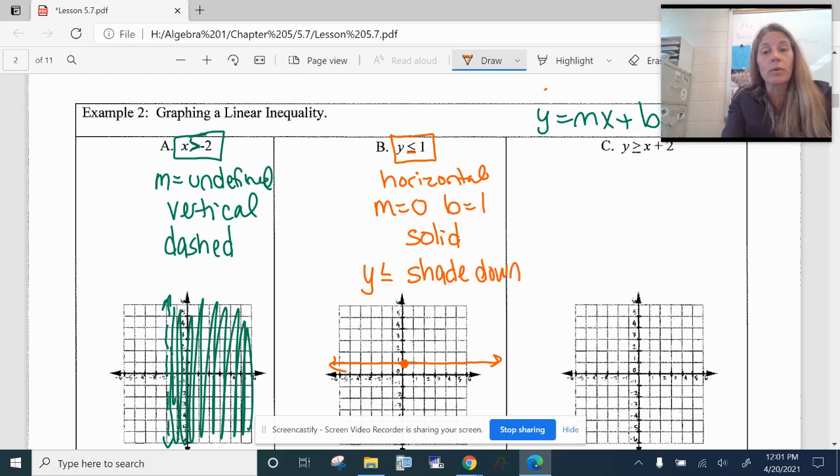And because I have y is less than or equal to, I'm going to shade down. So whenever y is less than, or your little symbol kind of looks like an L, less, low, I always think you're going down. So all the lesser y values are down here on the y axis, and then you just complete your shading with the rest of that coordinate plane.